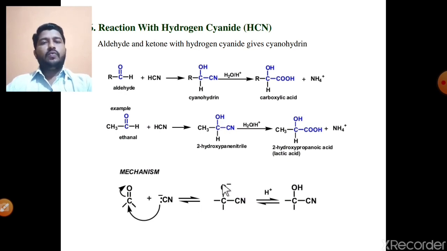Okay, and this O minus reacts with H plus, meaning protonation of this oxo ion takes place, and it finally gives the cyanohydrin derivative. And in the hydrolysis of this cyanohydrin, the CN group, the nitrile group, is hydrolyzed and converted into carboxylic acid. This is the last reaction of the carbonyl group, the reaction with hydrogen cyanide.